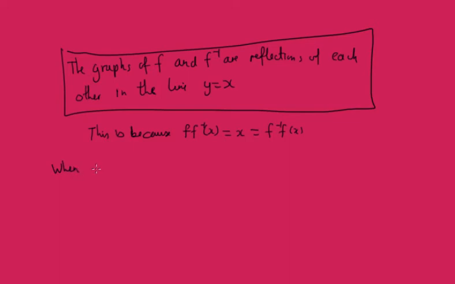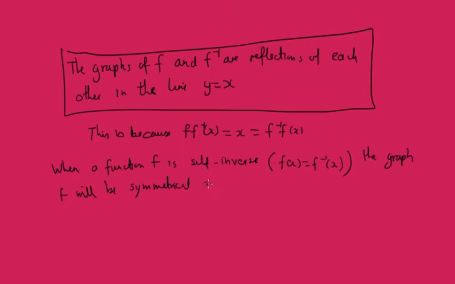When a function f is self-inverse, so that's when f of x equals the inverse, the graph of f will be symmetrical about the line y equals x.